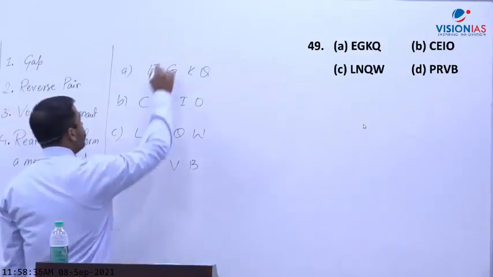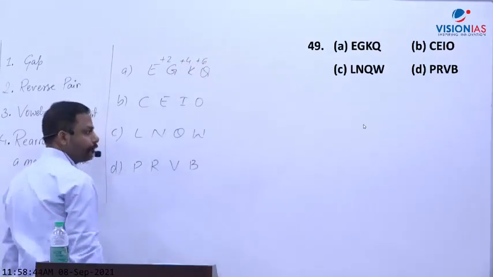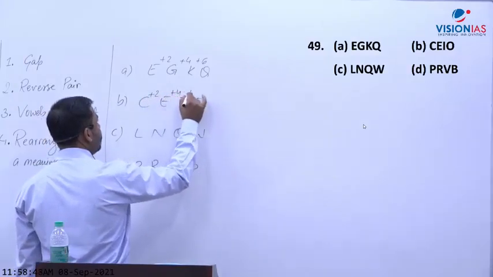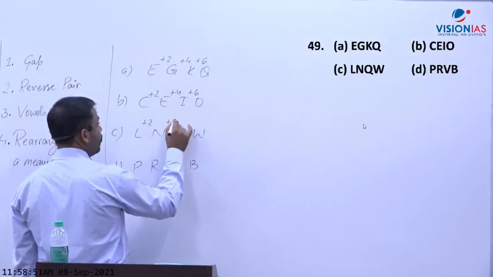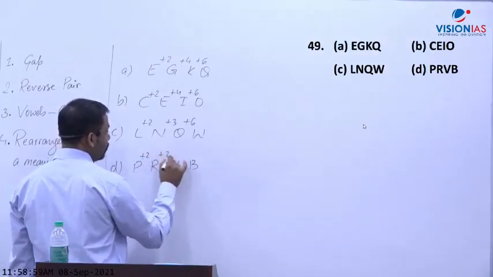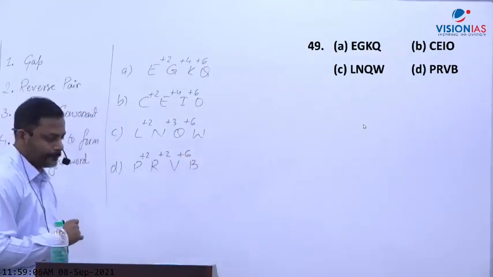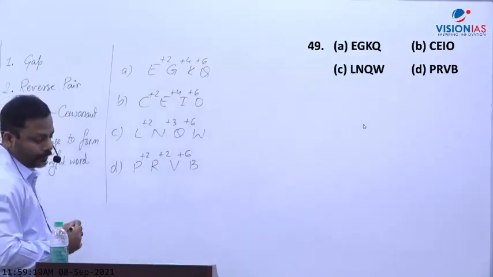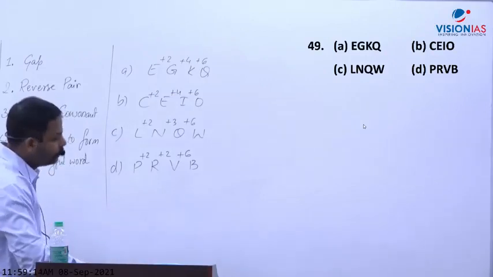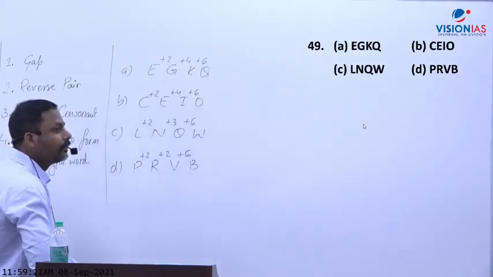Now here E plus 2 is G, G plus 4 is K and K plus 6 is Q. C plus 2 is E, E plus 4 is I, plus 6 is O. L plus 2 is N, N plus 3 is Q and Q plus 6 is W. P plus 2 is R, R plus 2 is V and V plus 6 is B. Now see, can we solve this question by taking the difference? No, the answer is no.